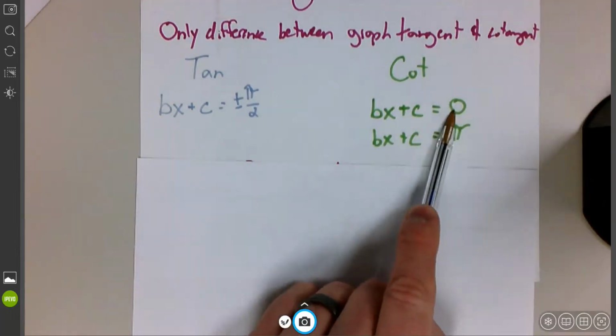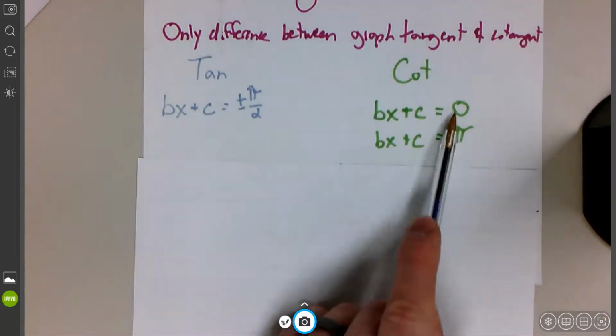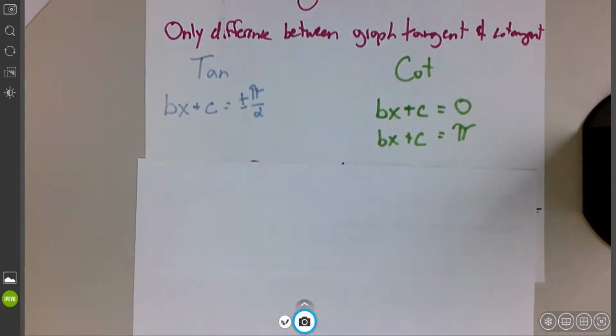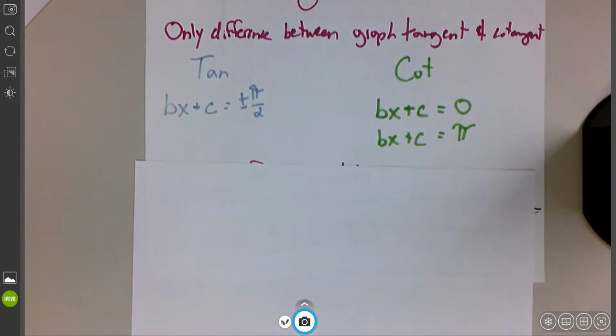We got asymptotes at 0, pi, 2 pi, 3 pi, but we just want 2 consecutive ones. So we'll use these 2. We'll solve these little equations and get where my asymptotes are. Okay? That's it. There'll be plenty of practice for you, but we are going to move on. We've done cotangent. Check it off the list.